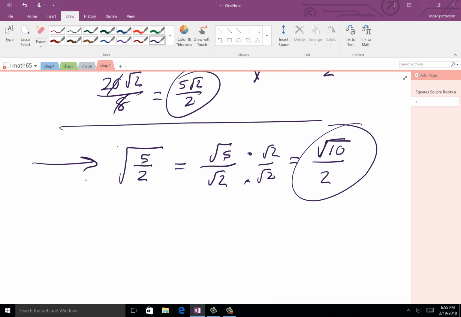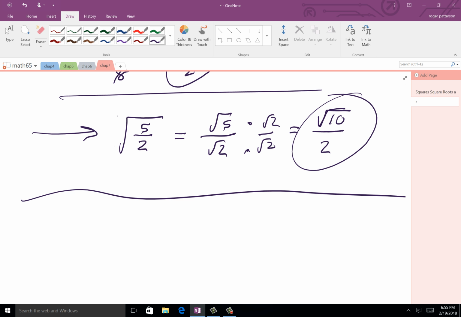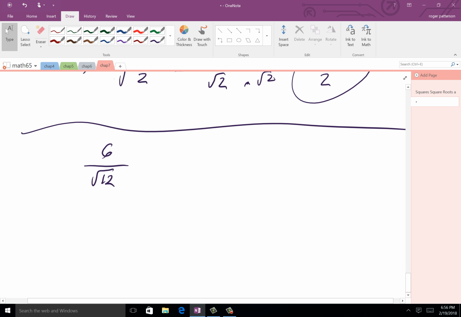Any questions thus far on what we're doing here? Okay, let's do one more. Okay, so here's another one like this. So again, we have different routes we can take. All right, we can simplify this first, and let me just show you what that does, because you might like it better.